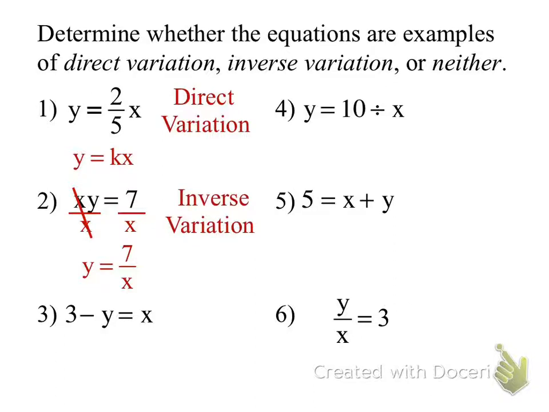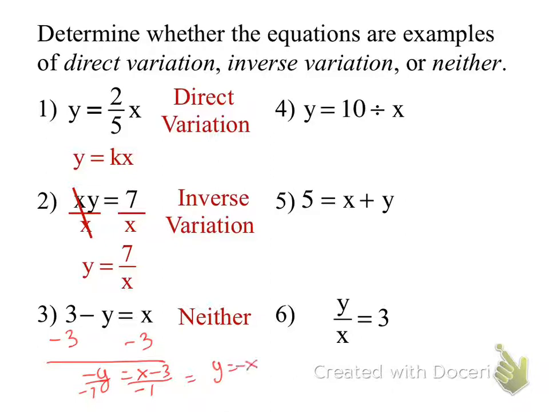Number 3, Malcolm. Get the y alone. We subtract 3. Negative y equals x minus 3, divide by negative 1. And we get y equals negative x plus 3. So it's neither. Good. Okay, next one.